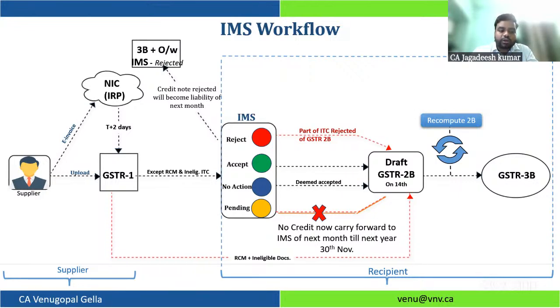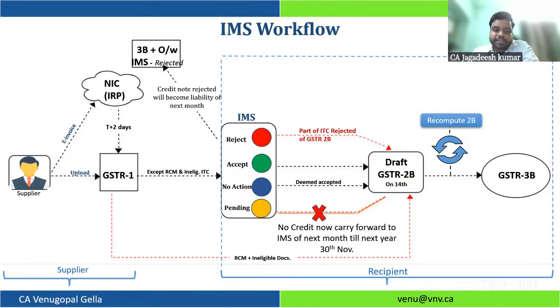As and when the record gets saved in the supplier's GSTR-1, it will be reflected in the IMS instantly, on a real-time basis. In the IMS, the recipient will have an option to take multiple actions. Let's see each action wise. In the IMS, the recipient can either accept or reject it, or take no action on it, or else keep the record pending.